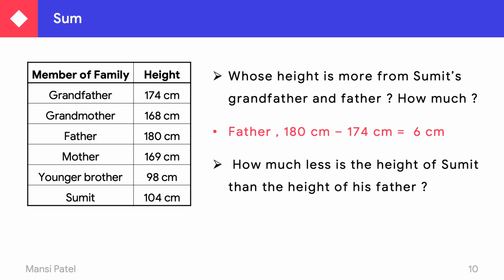How much less is the height of Sumit than the height of his father? So we have to compare here Sumit and his father. The height of Sumit is 104 centimeter and the height of his father is 180 centimeter. So do the subtraction. 180 centimeter minus 104 centimeter is equal to 76 centimeter.